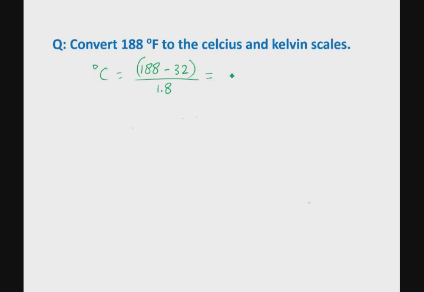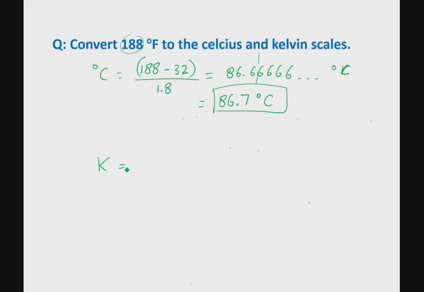When you carry out this conversion, you get 86.66666, it just keeps going, degree Celsius. As we said before, when we are converting between degrees Celsius and Fahrenheit, we will focus on the significant figures. So since our original temperature is given in 3 significant figures, we will report this as 86.7, in 3 significant figures as well.